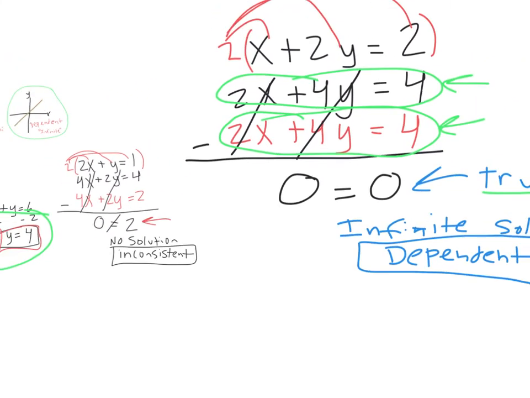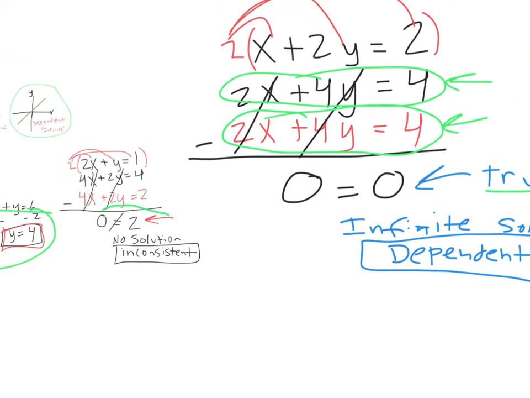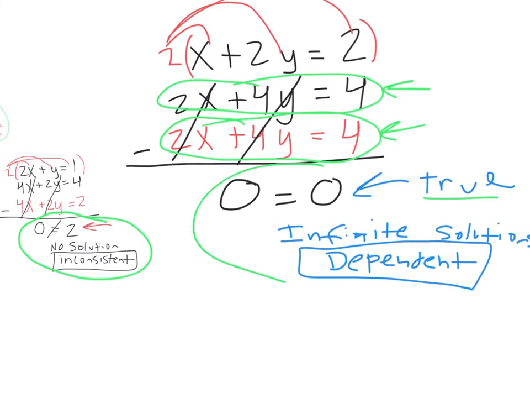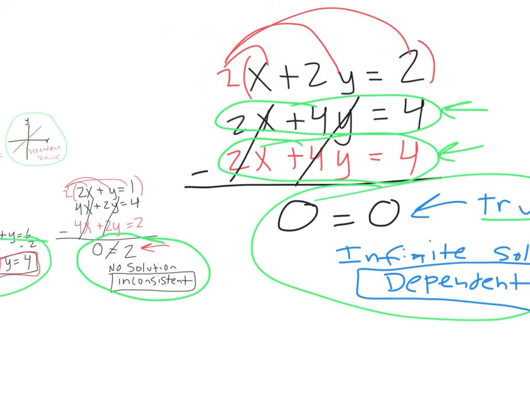Inconsistent and dependent equations both end without a variable, right? They both end with numerical statements. In an inconsistent system of equations, that's a false statement. 0 does not equal 2. In a dependent system of equations, that's a true statement. 0 does equal 0 here. And that's what you'll find on all of these.